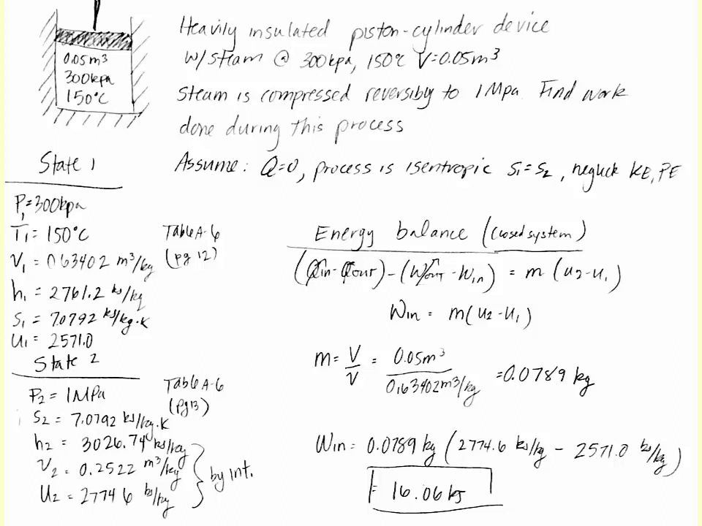Why did I look up U instead of H? Because it's a closed system. So let's perform an energy balance on this system. Q in minus Q out, notice there's no dots above them because it's not a flowing system, it's a closed system, plus work in minus work out is equal to M times U2 minus U1. So that's the energy balance equation for a closed system.